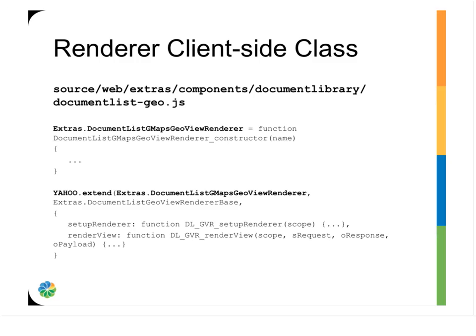I'm providing some additional methods which will override the behavior in that base class. I'm going to do some work to set up the renderer, and then this render view method will fire when the user selects the view. Those two could happen at the same time, but perhaps if I've got another view set up as the default one, setup render will fire when the page is loaded, and render view will fire when I then click on the document geo view, if I do that.